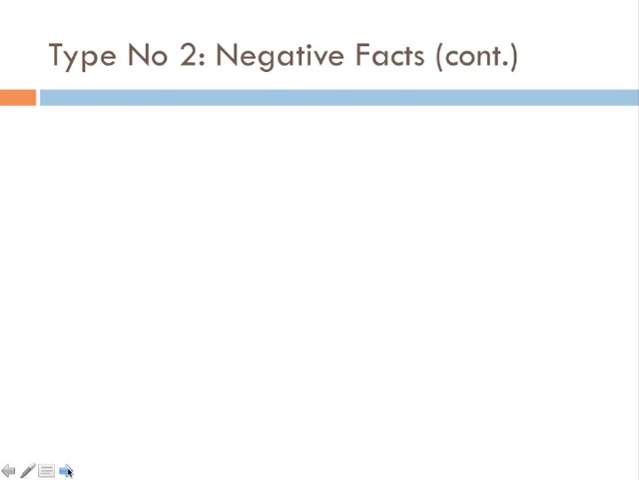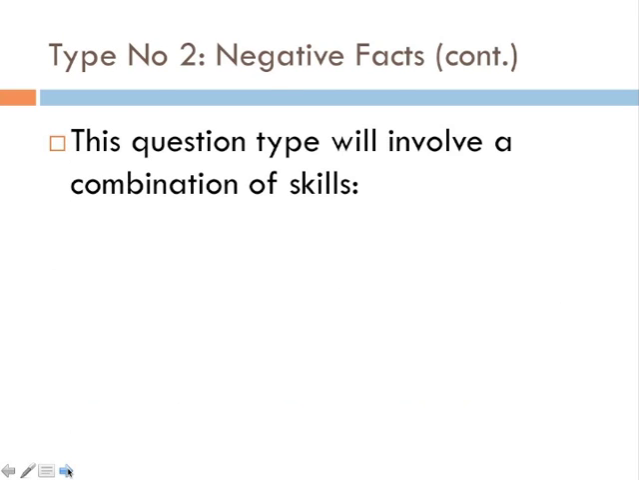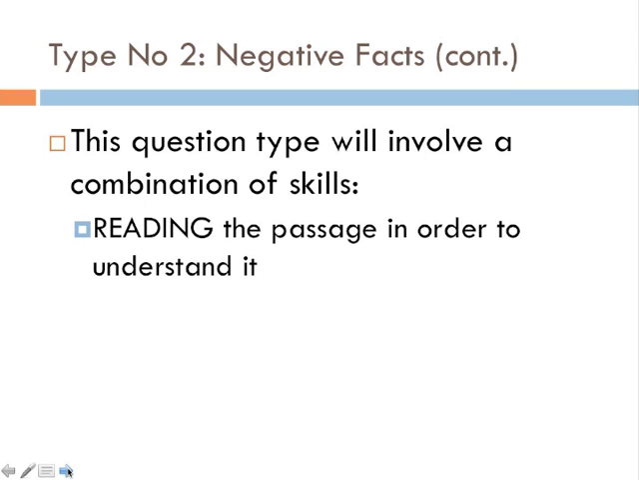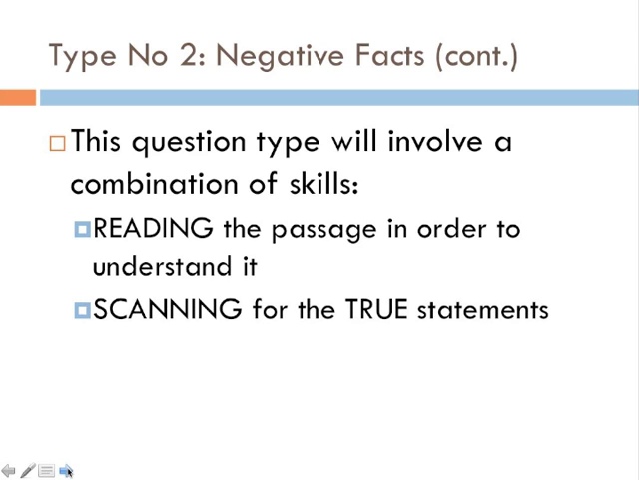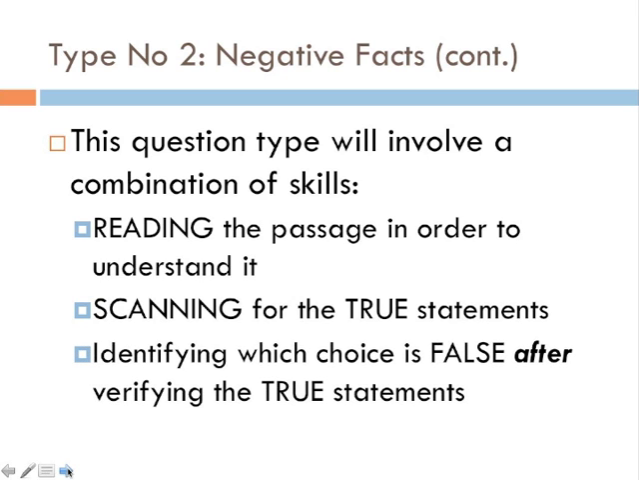Now you might be able to even guess what strategy we're going to recommend. But the idea here is you're going to have to read that passage in order to understand it, just like we did for the previous one. But this time you're going to scan for true statements. And then only after you've eliminated the true statements, then the one that's left hopefully is the false one.